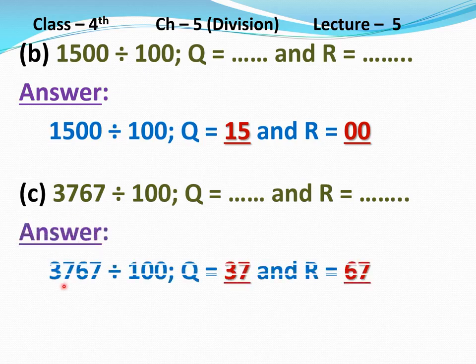Write down the answer. 3767 divided by 100. Quotient equal to 37 and remainder equal to 67. Clear?